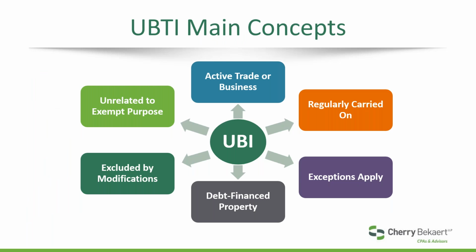So just to recap briefly before we get started, the main concepts of unrelated business income is first you have to take a three-prong approach. If not all of the three prongs are met, then generally you will not have unrelated business taxable income. The first concept is that the activity has to be an active trade or business. So it has to be a business-like activity.